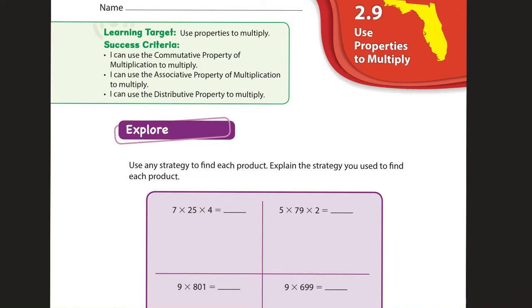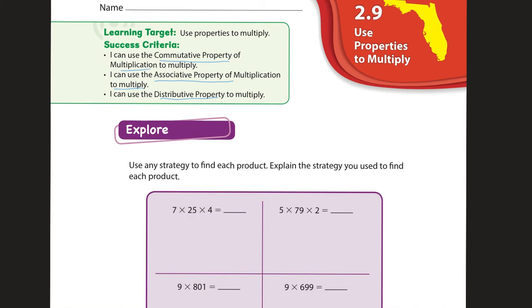In chapter 2.9, they want us to use properties to multiply. So we will be looking at what is the commutative property of multiplication and the associative property of multiplication. We have also already used the distributive property, and we will also be using that here today.